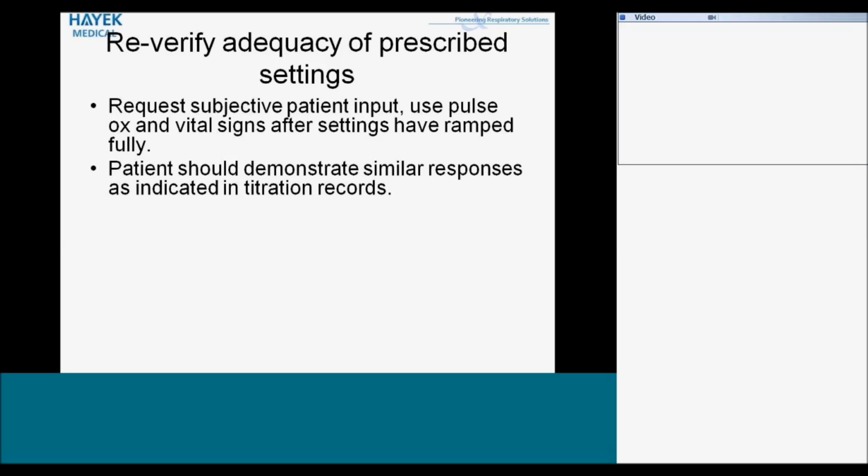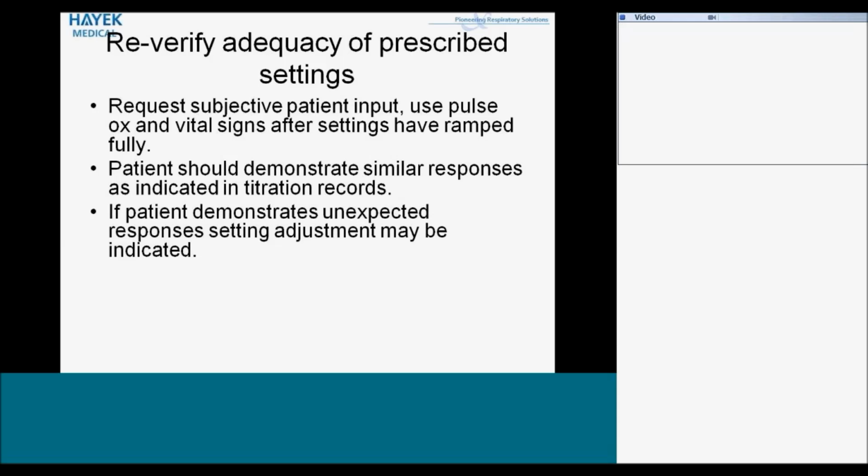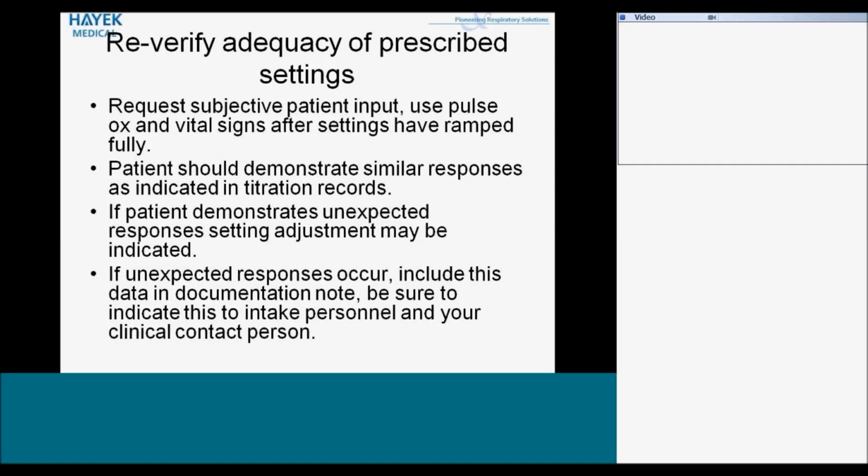Okay, you should have some notes, or you should have generated some notes if you did the setting selection. So the patient should have similar responses as had occurred in the setting selection process. If there's any unexpected responses, setting adjustment may be indicated. So once the RTX ramps up, if the patient still doesn't feel like he's getting a deep enough breath, or feels like he's short of breath, or he feels dizzy, then there may be some setting adjustment indicated. If unexpected results occur, document this, and you may want to contact the intake personnel or your clinical specialist to help you work your way through it.